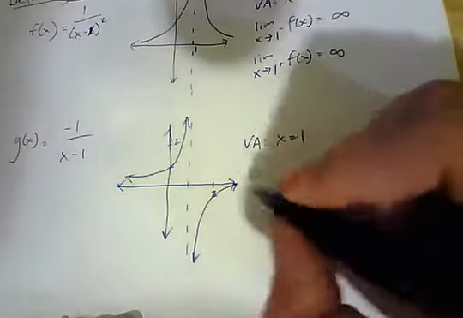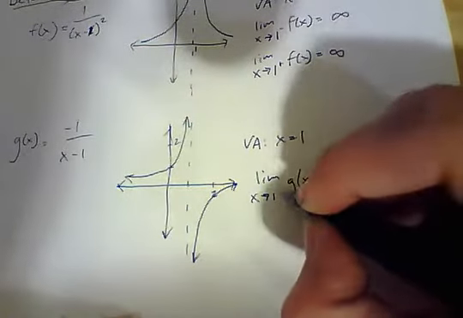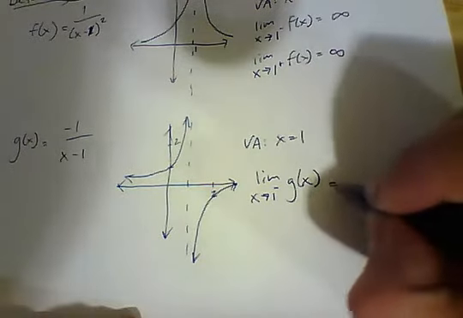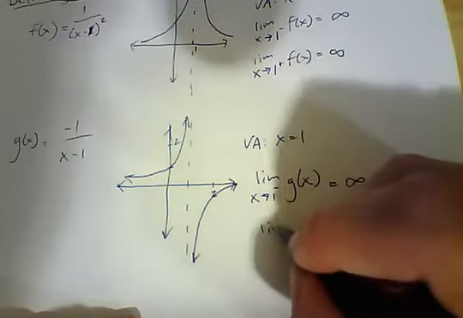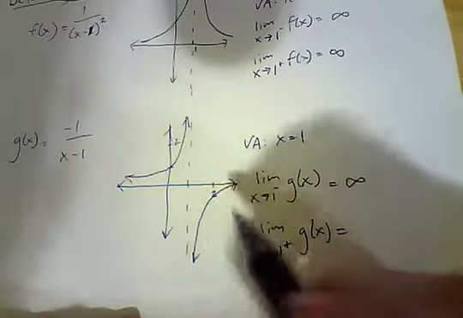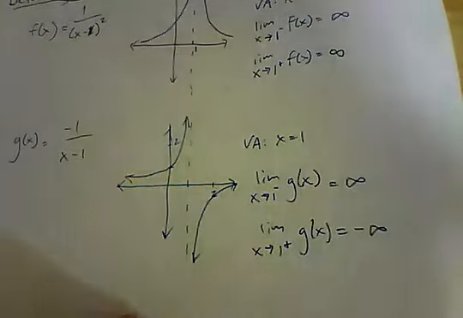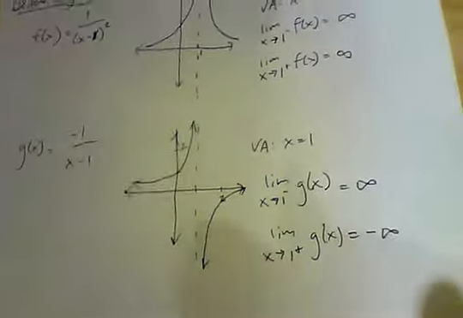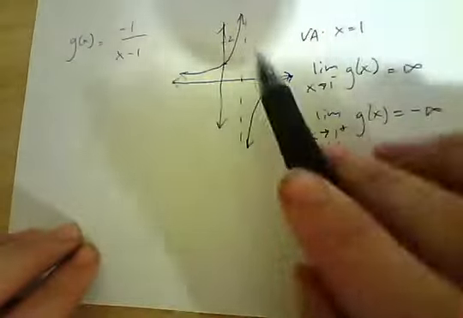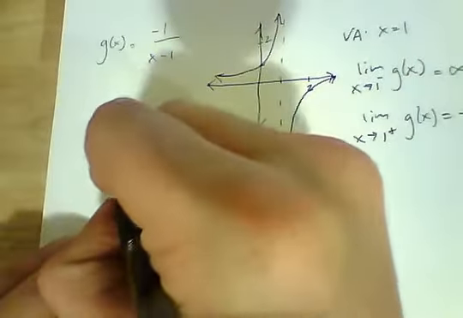For g of x, it looks a little bit different. We have the limit as x approaches 1 from the left, and we can see that's going up without bound. That means positive infinity. The limit as x approaches 1 from the right, however, goes all the way down without bound. So we call that one negative infinity. And again, we can tell that from the graph. So nothing very tough to see about that. Let's talk about it analytically, though.